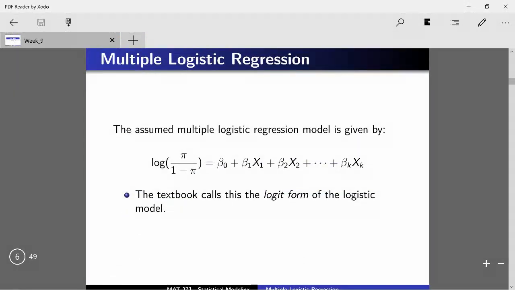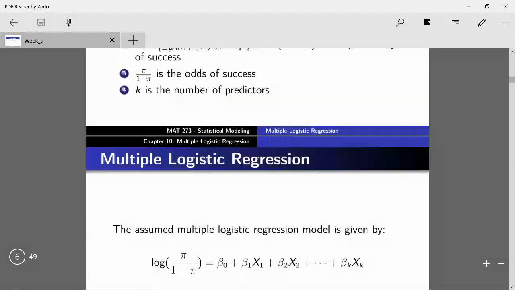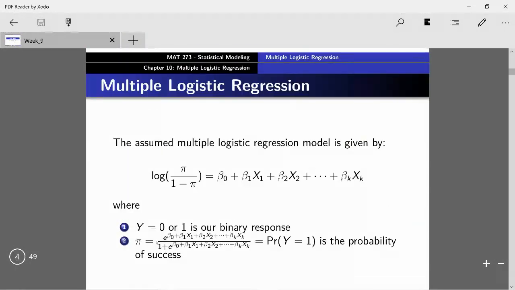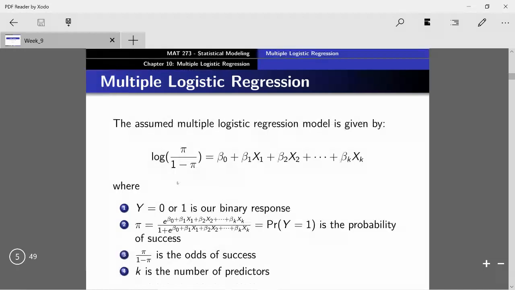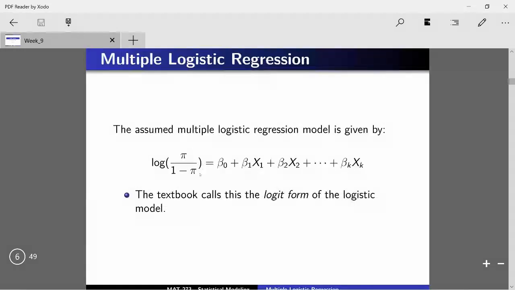So the textbook calls this expression of the logistic model the logit form of the logistic model. They also talked about how you can use, as I showed earlier, this probability form of the model. But I think that's not very common to think of the model in this way. Typically, people express it in terms of this logistic regression equation here. So we're going to stick with using this.